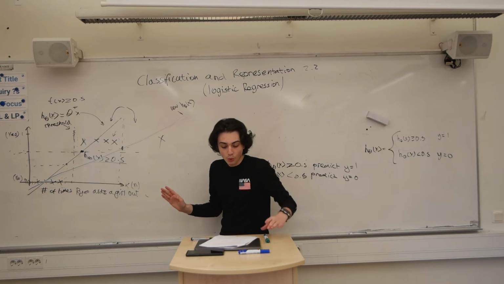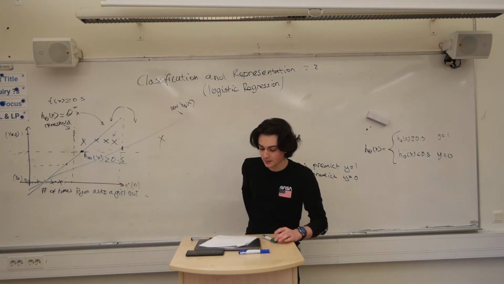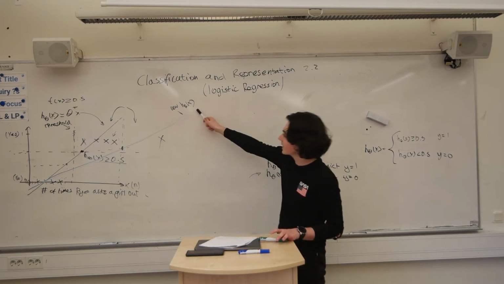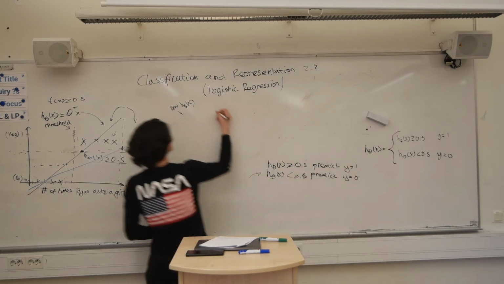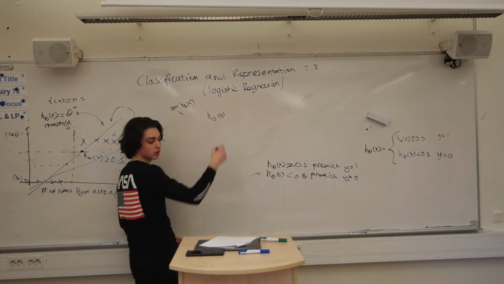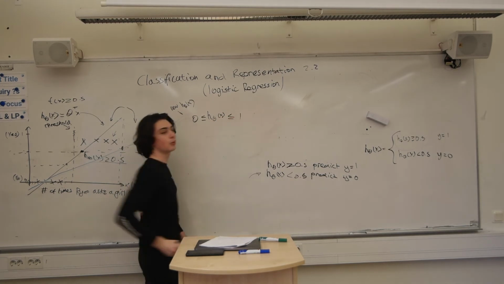Okay. So I'm going to try and introduce this idea that first I'm going to have to add boundaries to my h of x function. Don't think of it as linear, just think of it as an arbitrary function. We're going to add some kind of boundaries to this function. h theta of x is going to lie between 0 and 1, including 0.